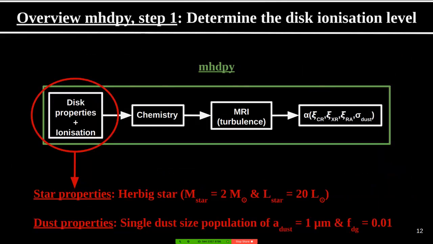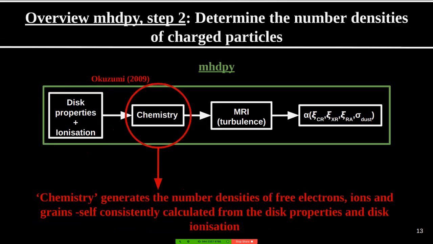MHDPy is the code that we developed and it is divided into 4 different stages. First you need to determine the disk ionization level, and obviously before this, you need to set disk properties. In this talk, the star will be a Herbig star. As for the dust properties, it's going to be a single dust size population of 1 micron and a dust-to-gas ratio of 1%. Once you set the disk properties, you can calculate the ionization level accordingly. Once you have the ionization level, you can then constrain the number densities of charged particles, and to do so, we use the semi-analytical chemical network from the Okuzumi 2009 paper.